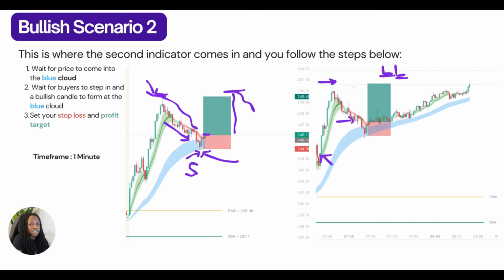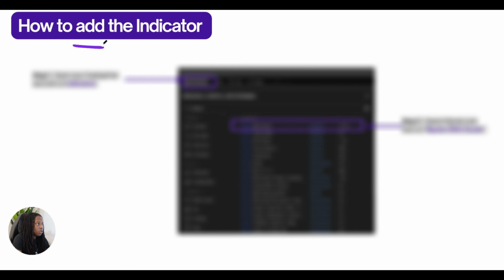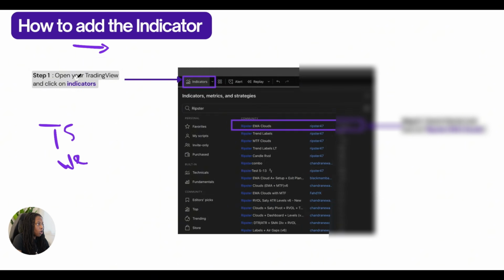Now, how do you add this indicator to your chart? You want to go to TradingView. I use TradingView to do my analysis, so these steps you can follow if you have TradingView. If you don't, I know this indicator is available on Thinkorswim, and I believe Webull as well, but I believe a lot of traders use TradingView, so it should be applicable. So you open up TradingView and you want to click on indicators.